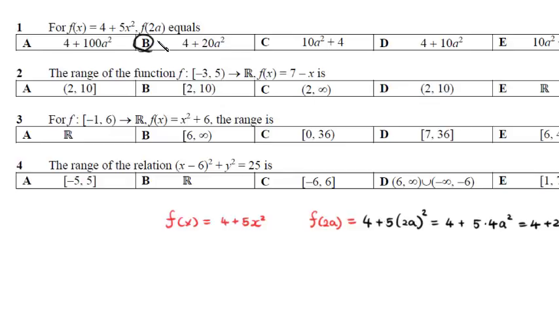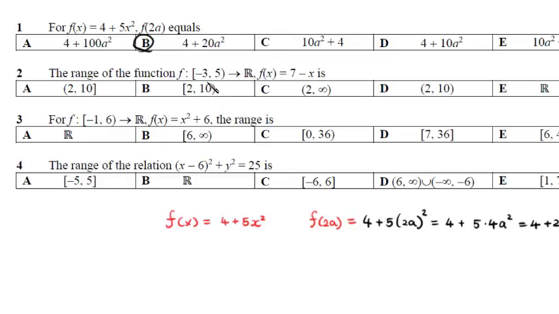Okay? Now we're going to try question 2. This might be a bit tricky. So the range of the function f, such that this is the domain, I'm going to explain that in a minute. The domain maps onto the real numbers, so that's the codomain that includes the range. And the function is defined as 7 minus x. So what is the range for this one? This one doesn't tell you the range. This one is a domain though.